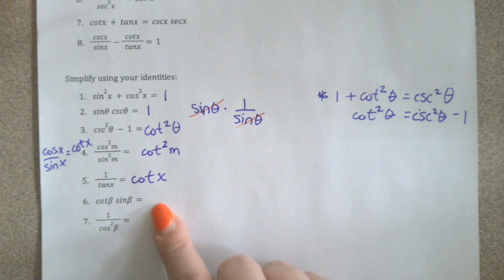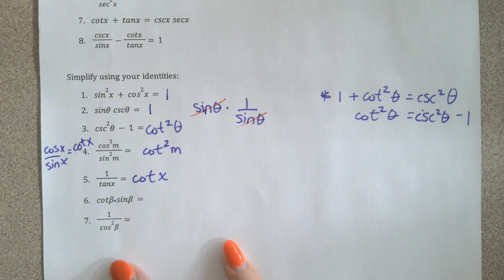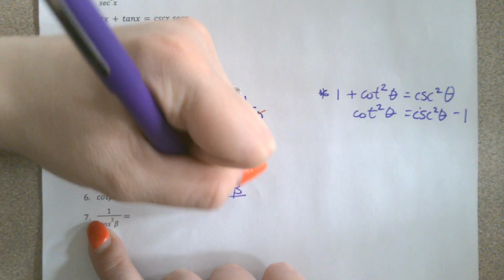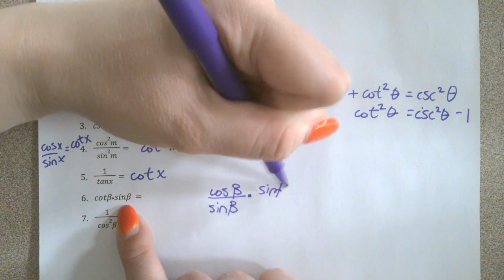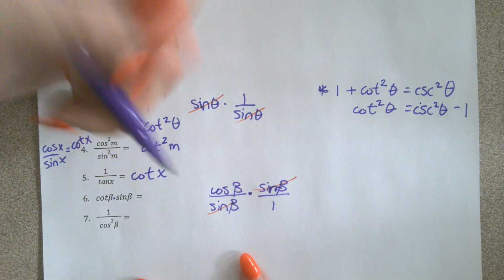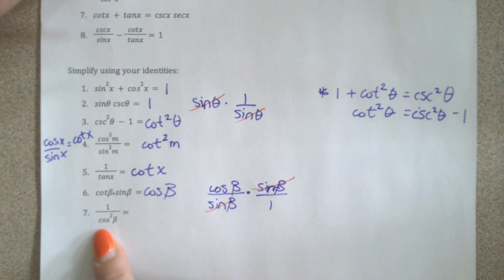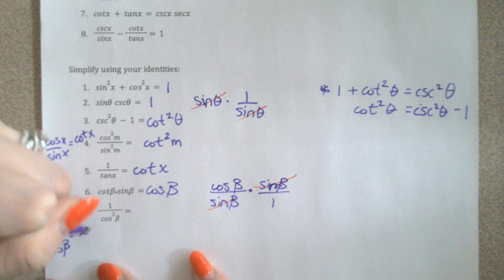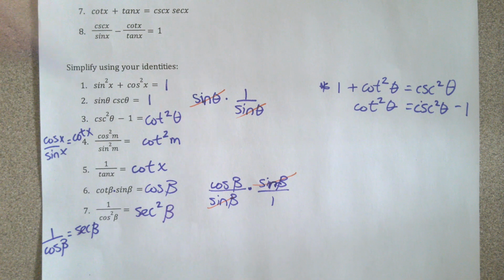Cotangent beta, sine beta. This is a trick one where people will be like, oh, they're being multiplied, therefore it's 1. No, this is not 1. So again, this is one you'll have to write out. Cotangent is cosine beta over sine beta times sine beta over 1. Cancel the sines. You are left with cosine beta. Last but not least, 1 over cosine squared beta. 1 over cosine, hopefully you recognize that as secant beta. But since it's squared, this is going to be secant squared beta.